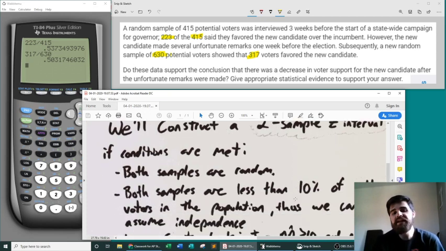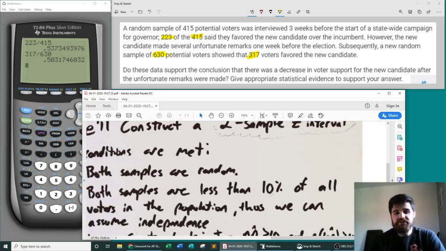The next thing we want to check is independence. Ideally, we're working with independent samples. We don't truly have independence here. We're not sampling with replacement, but that's okay as long as our sample is less than 10% of the population. So we can go ahead and assume that 415 potential voters is less than 10% of all potential voters in this state. Same deal with 630. So I'm just going to go ahead and say both samples are less than 10% of all voters in the population. Thus, we can assume independence. So we don't really have independence, but we can go ahead and do the calculations as if we did. Notice that I am checking both samples, and that's the only difference from what we've done in the past.